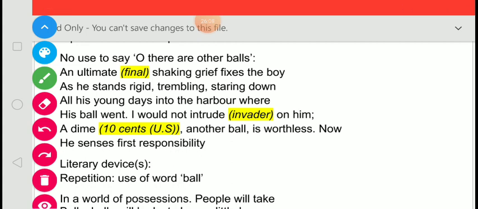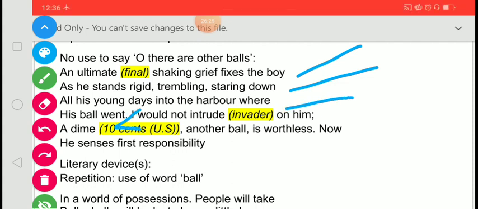As he stands rigid, trembling, staring down, the boy is very sad. A complete grief fixes in the boy, and all his young days go into the harbor where his ball went. The boy is very sad because his childhood memories were attached to the ball which has now gone into the water. It reminds him of those sweet memories of the time when he owned it, when the ball was with the boy.